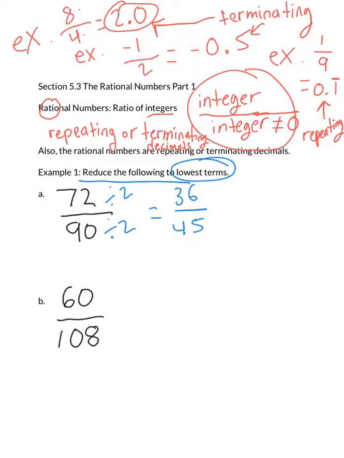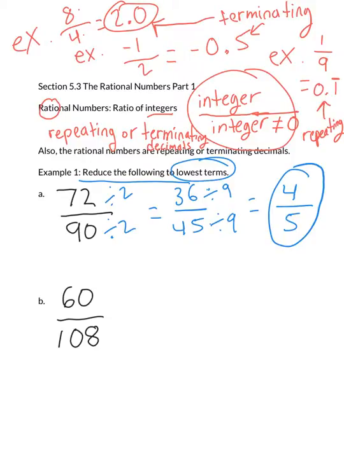So we're not done yet because there are numbers that go into 36 and 45 other than 1, 9 for example. So now I can divide by 9 on the top and bottom. 36 divided by 9 gives me 4 on the bottom. 45 divided by 9 gives me 5. 4/5, now only 1 will go into both 4 and 5, so that must mean that this is in lowest terms.